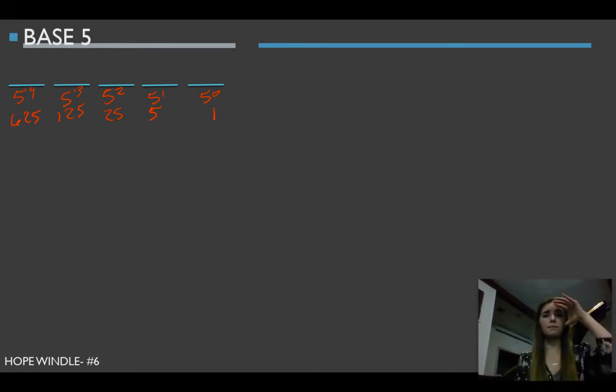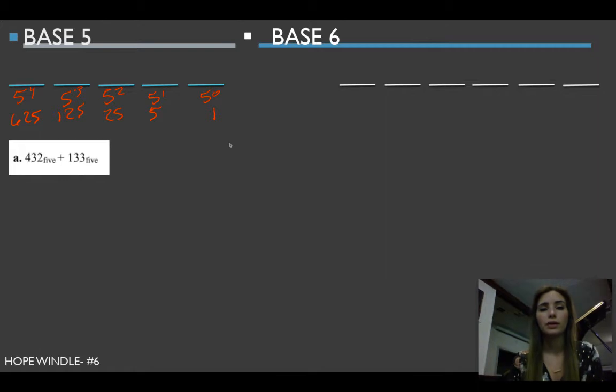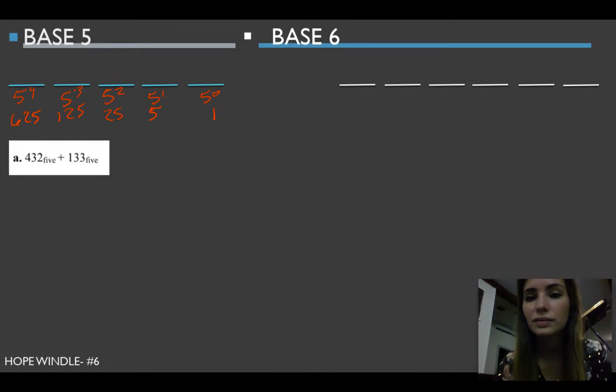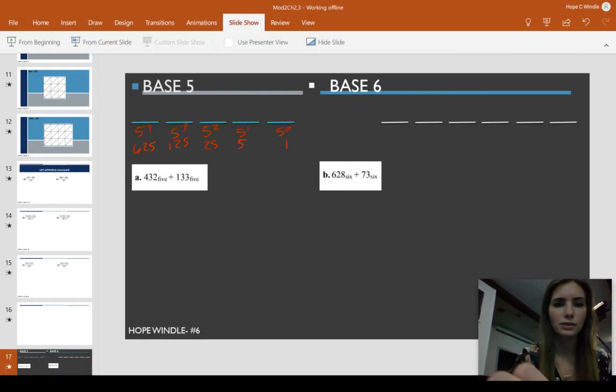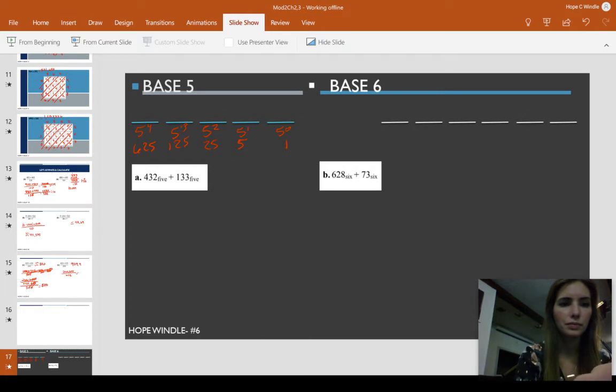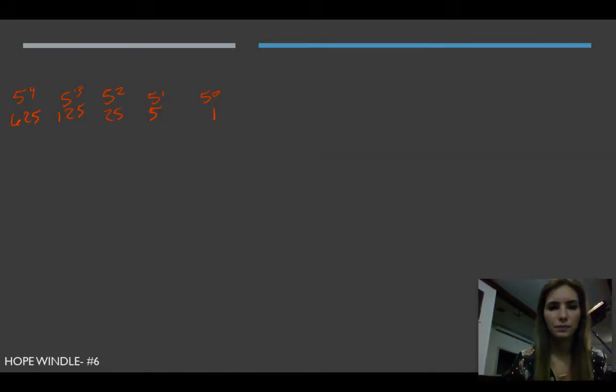Okay. And another base that is used would be base 6, which is basically the same principle, except now we are using powers of 6.